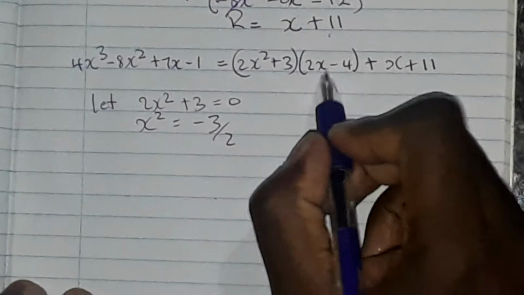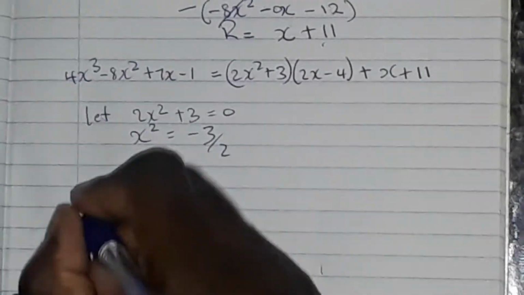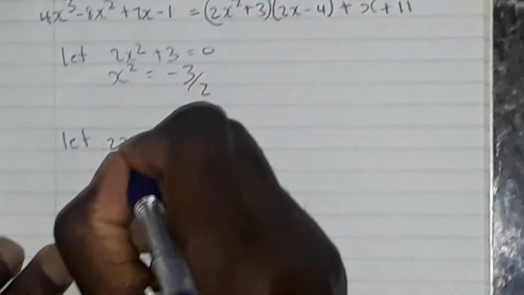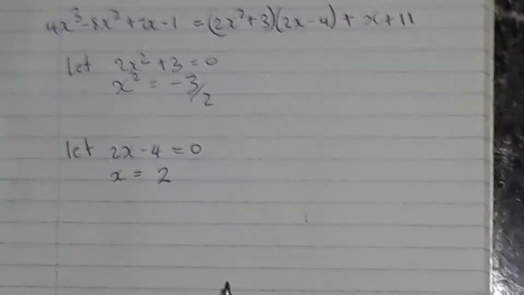The other one now, which is 2x minus 4, we're going to let 2x minus 4 equal 0. So x would be equal to 2. And that's it, guys, for our second long division of polynomials.